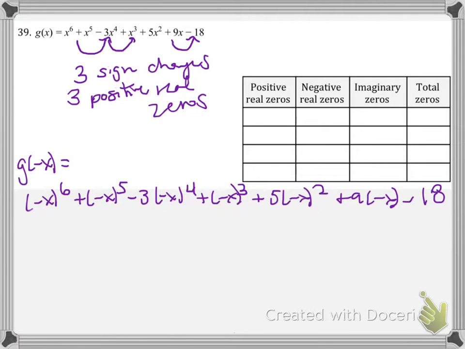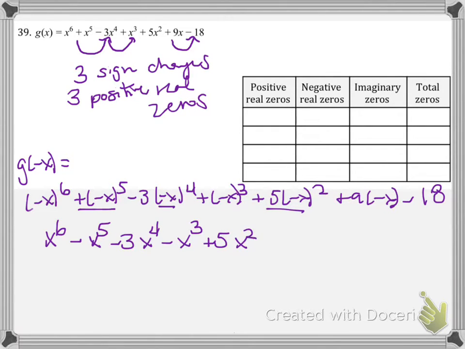So this would be a positive x to the 6th. This changes to a negative x to the 5th. This stays the same, negative 3x to the 4th. This changes to a negative x cubed. This stays as a positive 5x squared. This changes to a negative 9x and a minus 18.